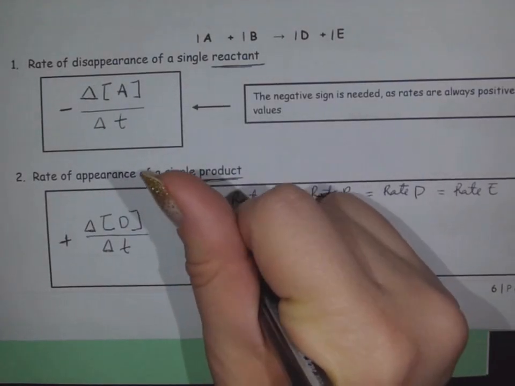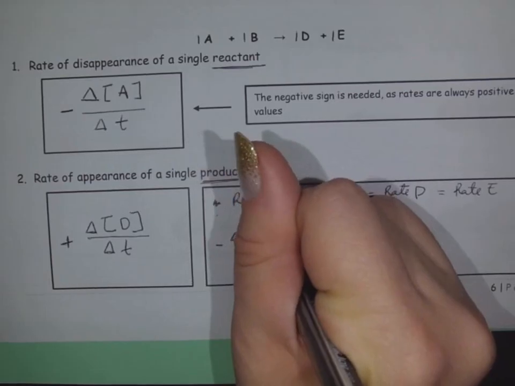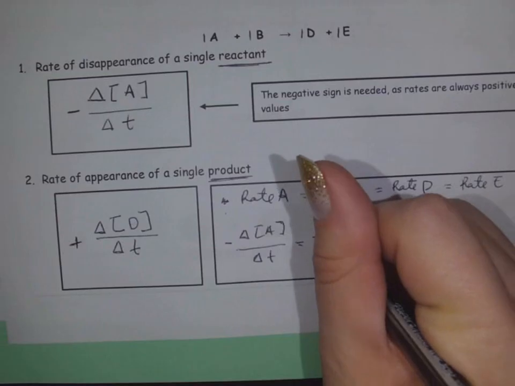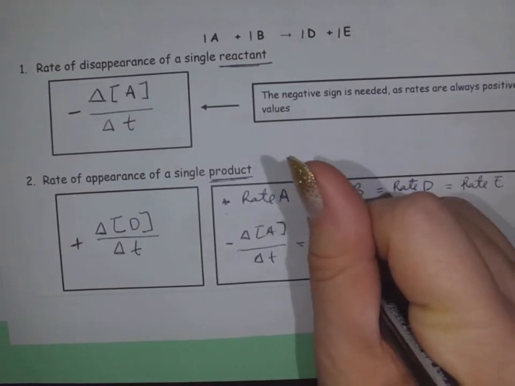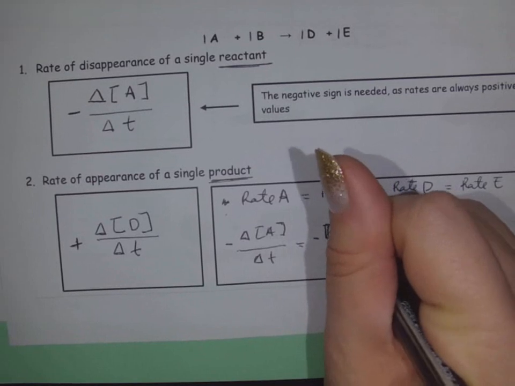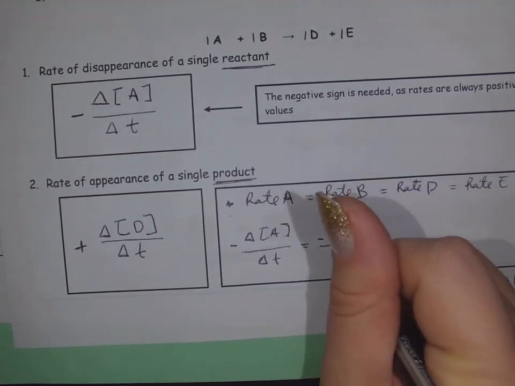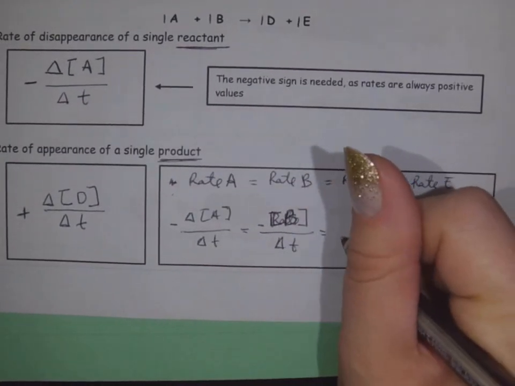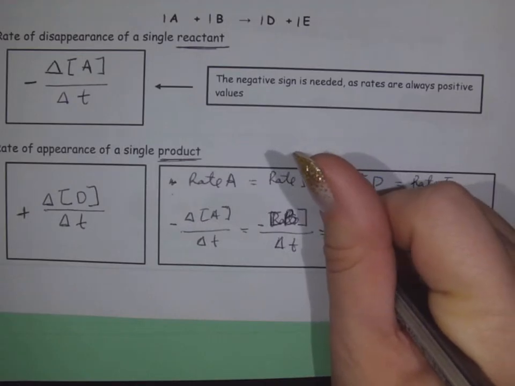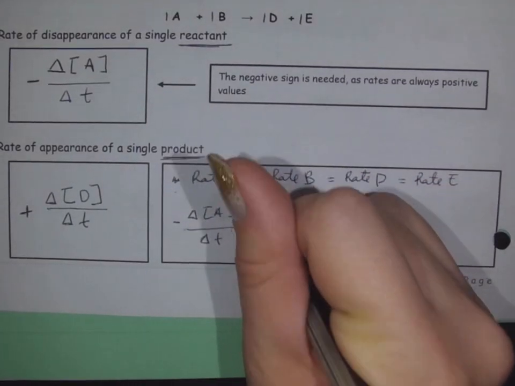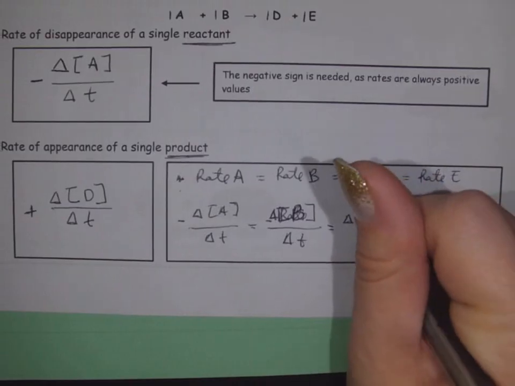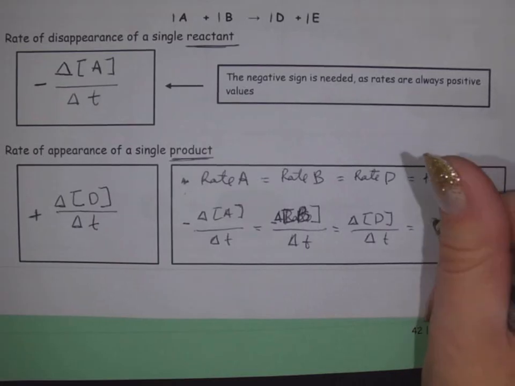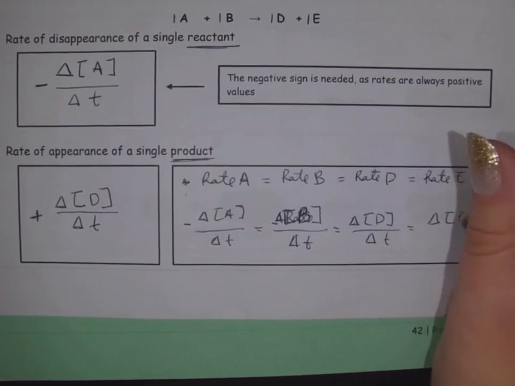I could say negative change in concentration of A over a change in time will equal negative change in concentration of B over change in time. That equals a positive change in concentration, I forgot the triangle on that one, change in concentration of D over a change in time, and positive change in concentration of E over time.